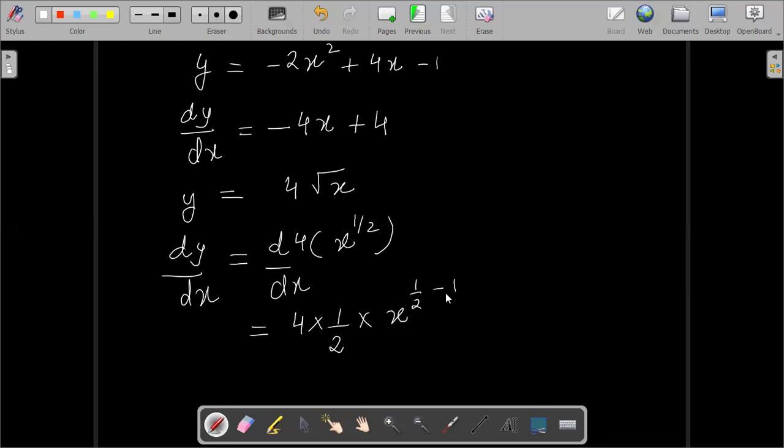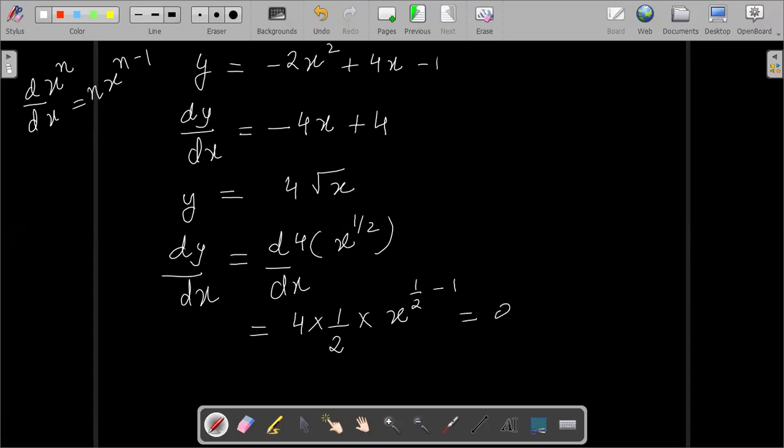Sir, how minus 1, sir? The identity that we were using: d by dx of x to the power n is equal to n x to the power n minus 1. So just by using this identity, we obtain here power n minus 1. Got it? Yes, sir. So now I can cancel this 2 and 4.